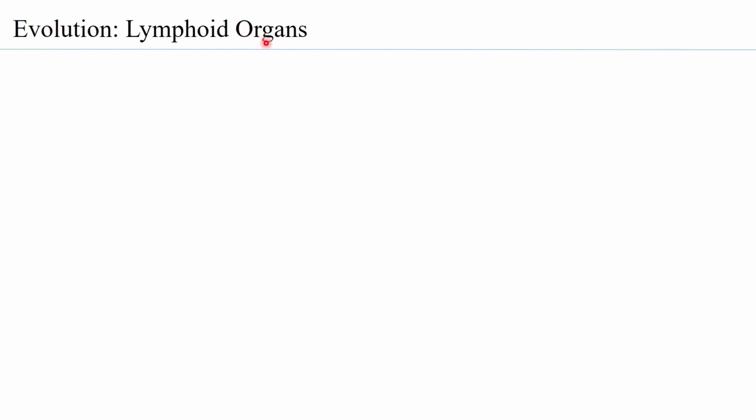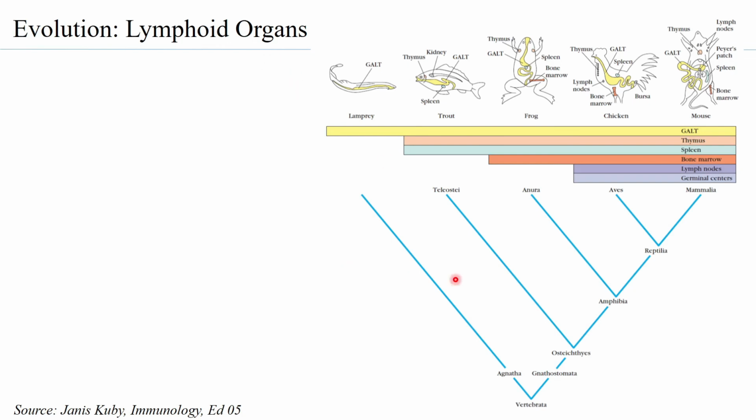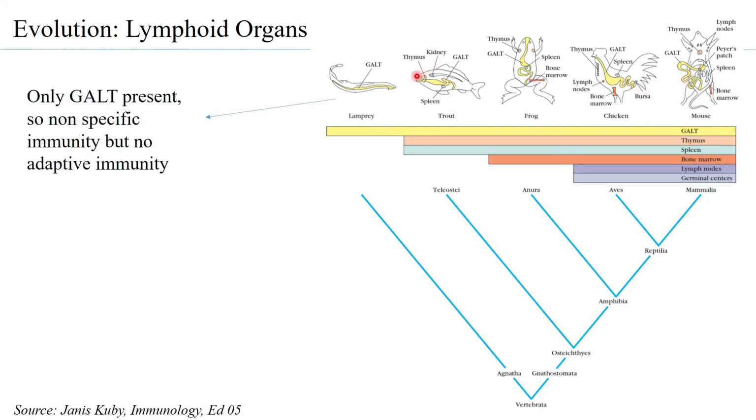Now, just to look at how the lymphoid organs may have evolved. Across vertebrates, when one observes the lamprey, this is part of the Agnatha family in the vertebrates. As you go to trout, which is a type of fish, then frog, chicken, and mouse, you will find that each of these has GALT, that is gut-associated lymphoid tissue. GALT, that means the secondary lymphoid tissue, gives rise to non-specific immunity. You will not find adaptive immunity associated with lamprey.